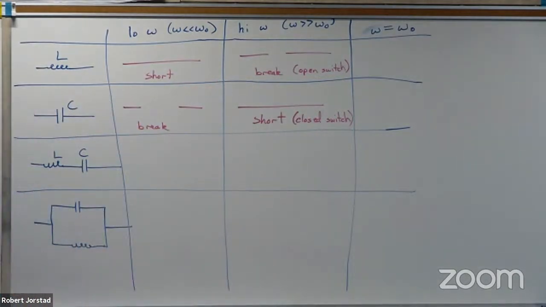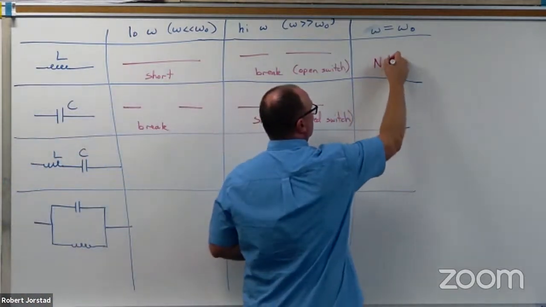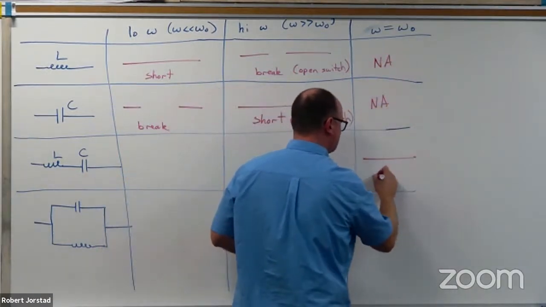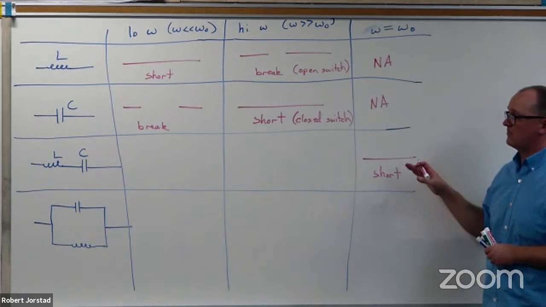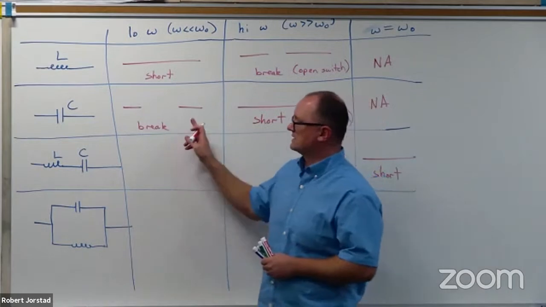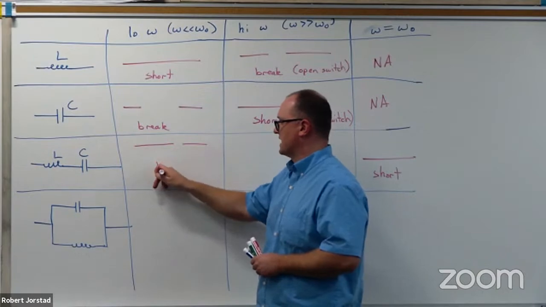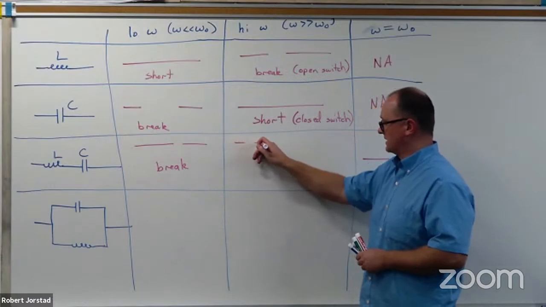All right. Here's what's special about when you put them in series, right? When you put them in series, all of a sudden there's a resonance frequency. For these two, there is no resonance frequency. Not applicable, not applicable. But this one, at resonance, it looks like a short. Okay, why? Because at resonance frequency, these two balance out. Now at low frequencies, the capacitor is going to make it act like a break. So the net effect is a break. At high frequencies, the inductor makes it look like a break.